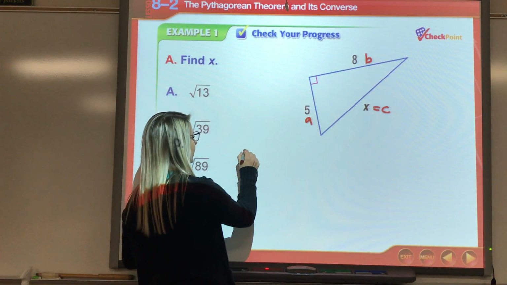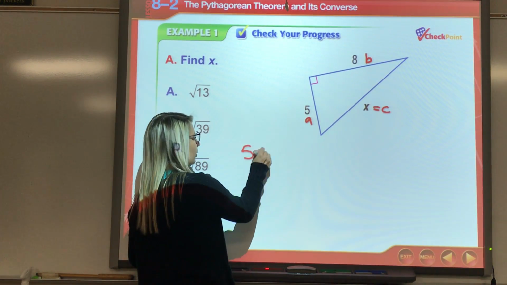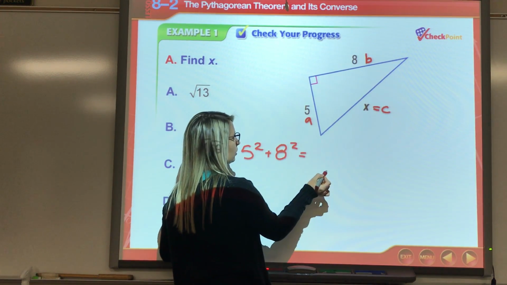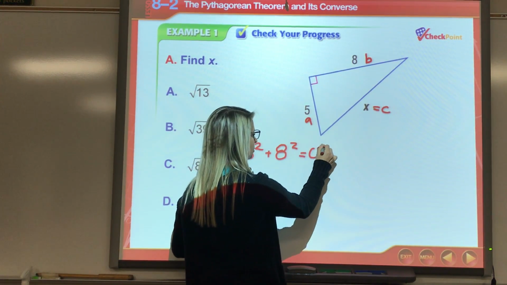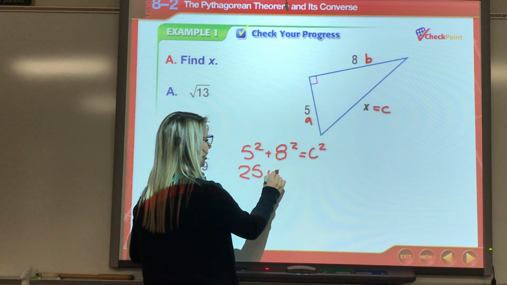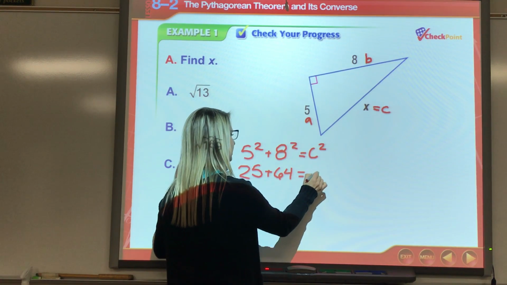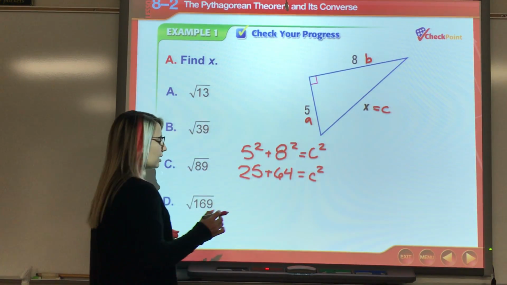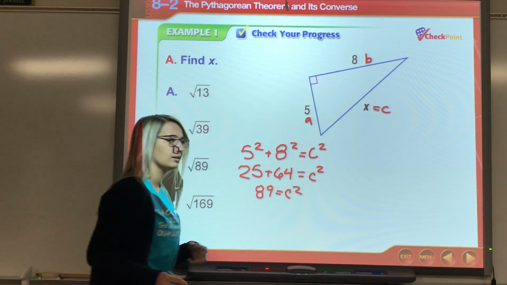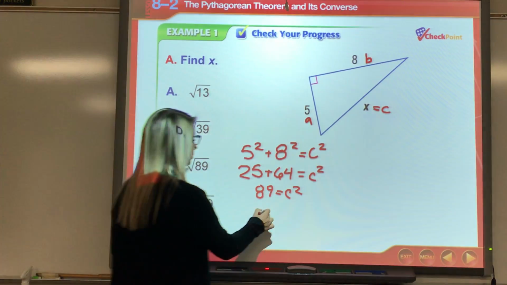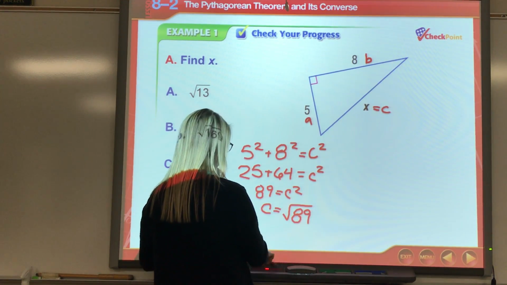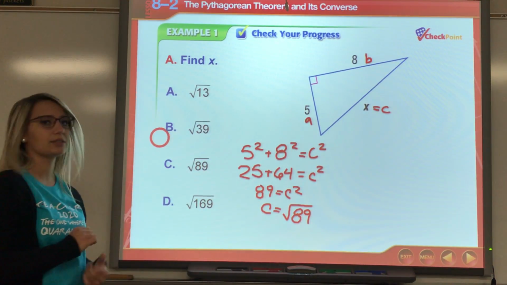If I go ahead and plug that in, I get 5 squared plus 8 squared equals c squared, we'll say. Simplify these out, we get 25 plus 64 equals c squared. Add these numbers together, we get 89 equals c squared. Take the square root of both sides, so c is equal to the square root of 89. So you guys should have gotten answer C on this one.